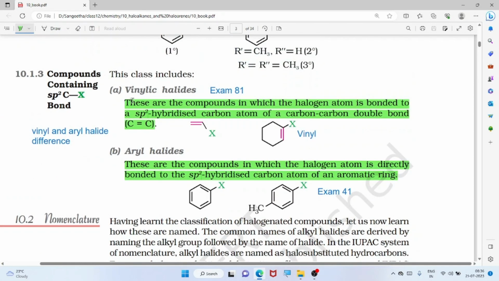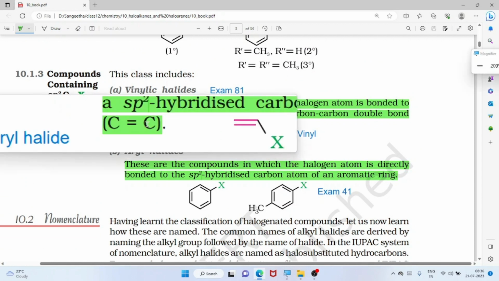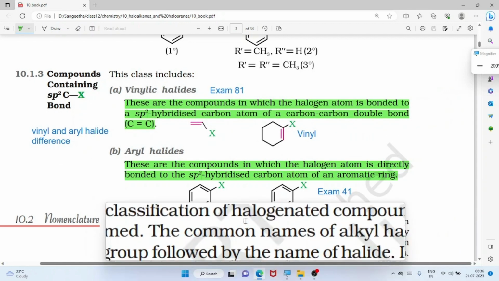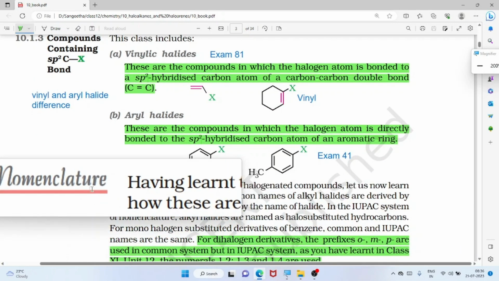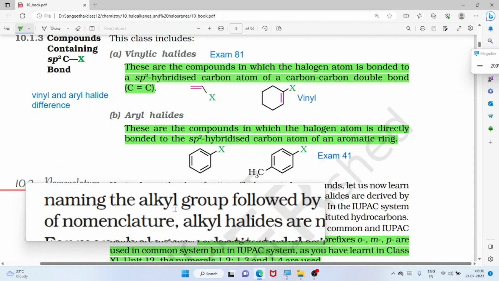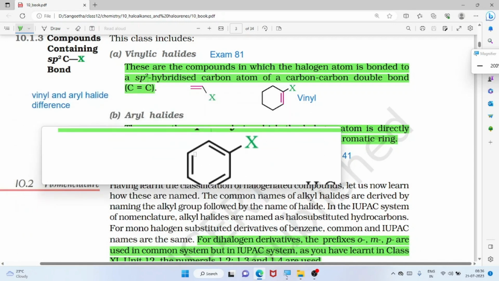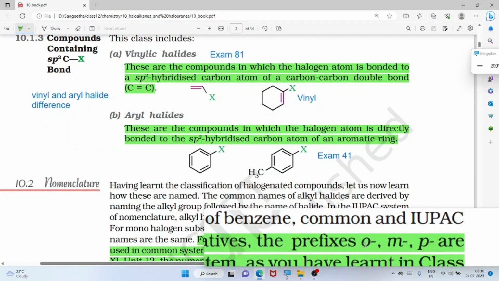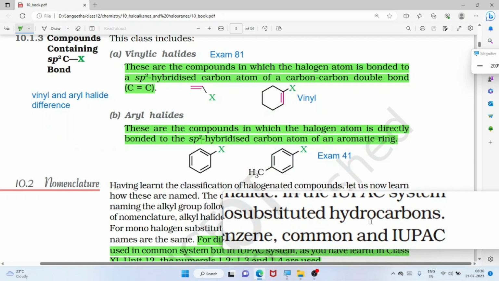This is vinyl halide. They are the compounds in which the halogen atom is bonded to the sp2 hybridized carbon atom of the carbon-carbon double bond. So here this aryl halide is directly attached to the benzene ring. The halogen atom is directly attached to the sp2 hybridized carbon atom of the aromatic ring.